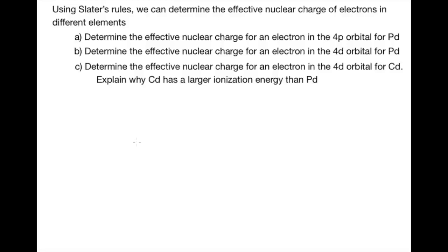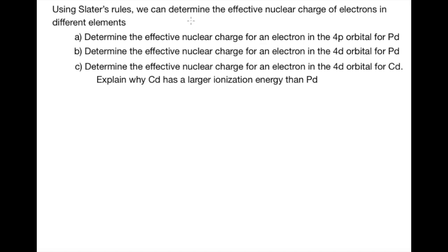So for the first problem, we'll be determining the effective nuclear charge for different electrons in the palladium element, as well as the electron in cadmium, and then from there, figuring out why cadmium has a larger ionization energy than palladium. And so to begin, we first need to write the electron configuration for palladium to help us determine which electrons will be relevant in determining the shielding constant, and then from there we can determine the effective nuclear charge.